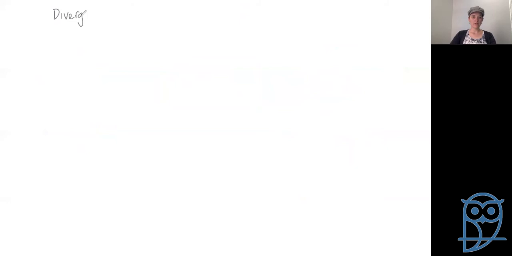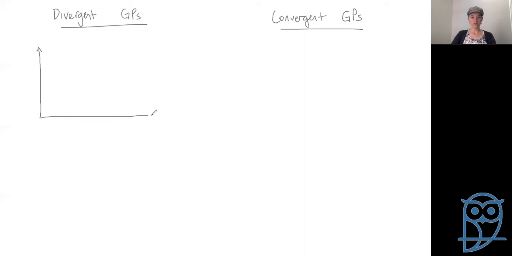So we have divergent GPs and we have convergent GPs. A divergent GP is when that term value gets bigger and bigger and bigger. So we could have a little look at it like this, and we could say it's going to get bigger. Here we have term value, and here we have term number. So as your term number, 10th, 11th, 12th gets bigger, your value of your term gets bigger.